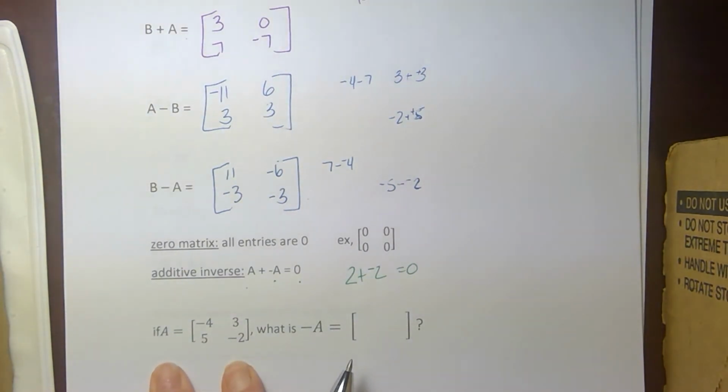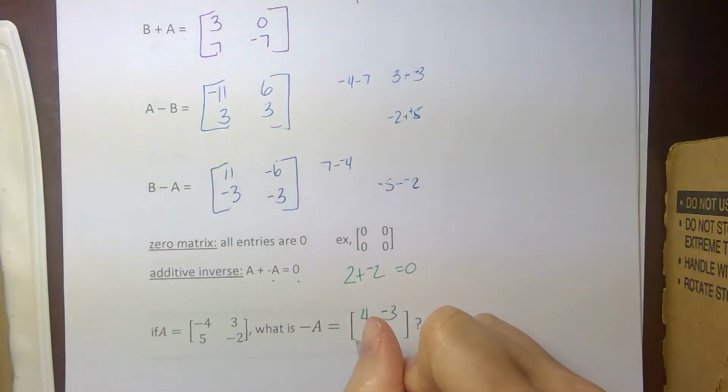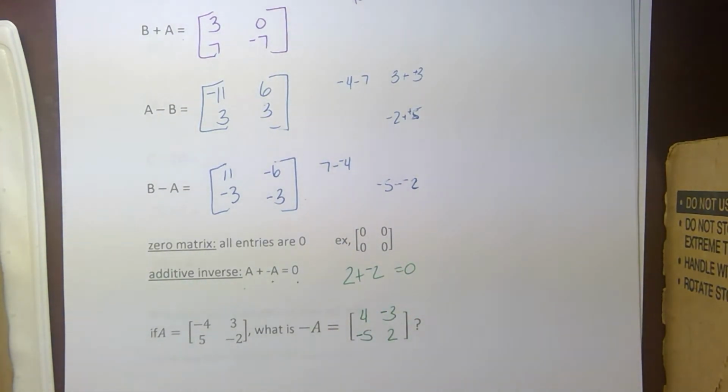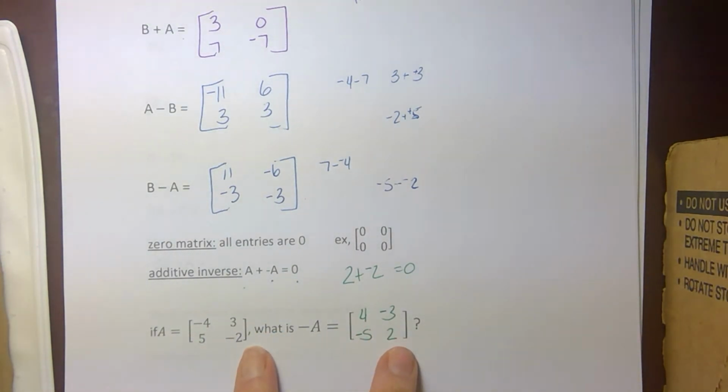If this is matrix A, what is the opposite of A? Negative A, or the additive inverse of A. I can call it any of those things. Well, it's going to be the same numbers, but the signs are all going to change. So that if I added the two matrices together, each corresponding element would add to 0. 4 and -4 add to 0. 3 and -3, 5 and -5, -2 and 2.